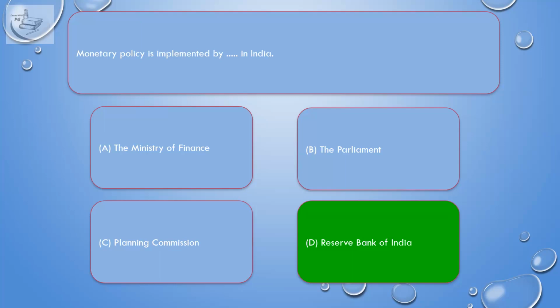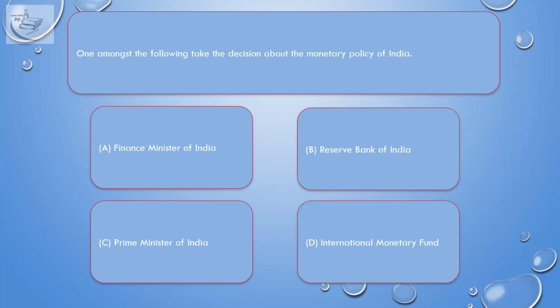Correct answer is D. Reserve Bank of India. Question: one amongst the following takes the decision about the monetary policy of India. A. Finance Minister of India. B. Reserve Bank of India. C. Prime Minister of India. D. International Monetary Fund.